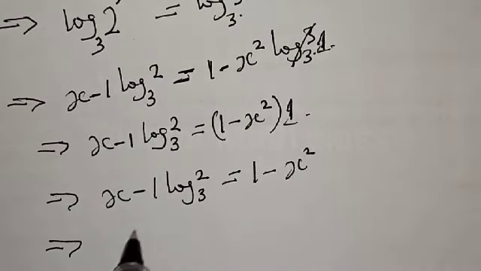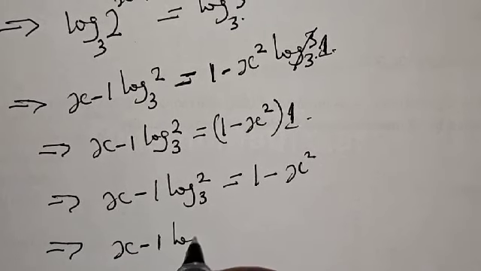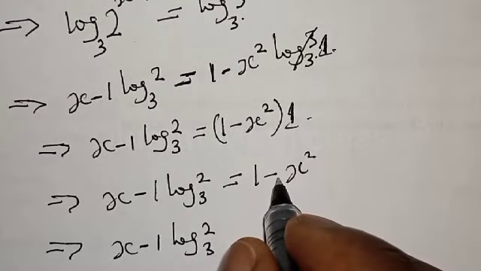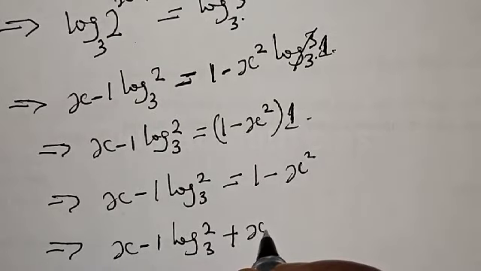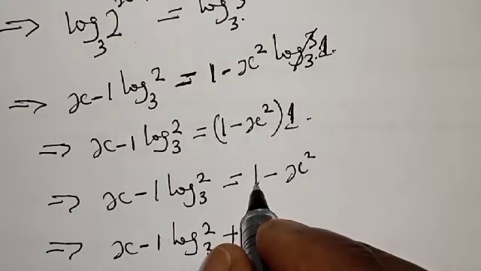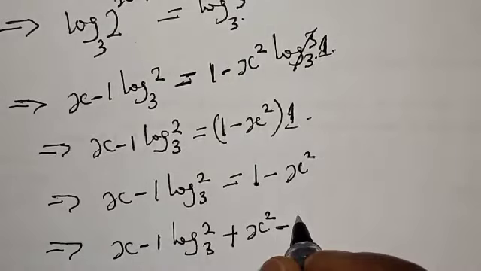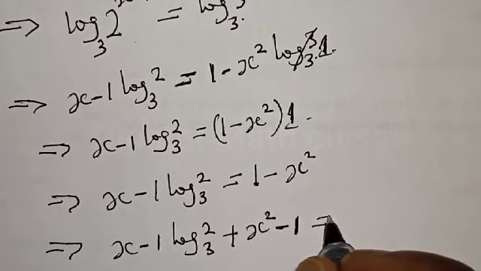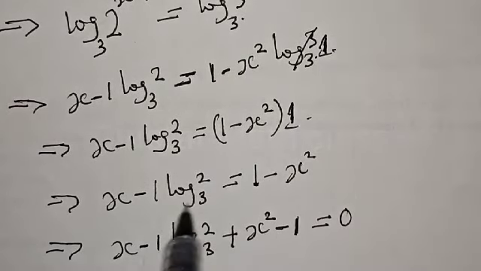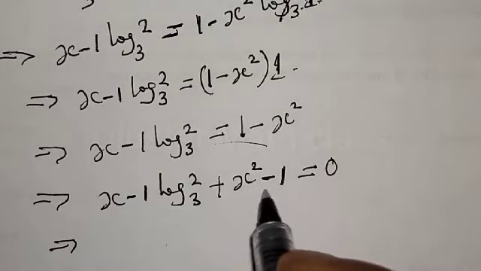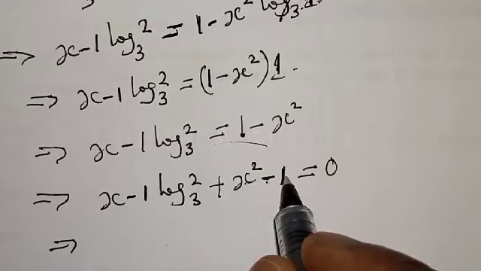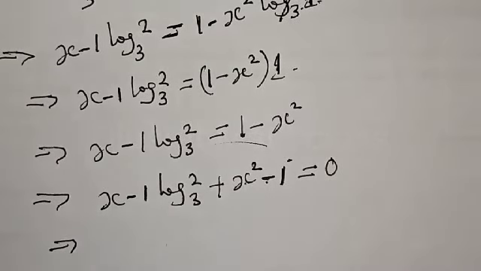This implies that we have x minus 1 log 2 base 3. Then if you bring minus x squared to the other side, it becomes plus x squared, then plus 1 if it comes to the other side becomes minus 1, equal to 0. We've just equated everything to 0. Now from here, this one is x squared minus 1. It's also 1 squared, so that is a difference of two squares.